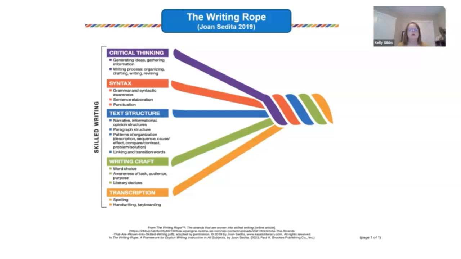Text structure, and that includes narrative writing, expository writing, and also when we look at paragraph structure and overall organization. And that organization looks at cause and effect, as well as comparing, contrasting, describing. It also looks at problem solution, which in narrative writing is a really big piece. What is the main character trying to do in a story? Solve a problem.